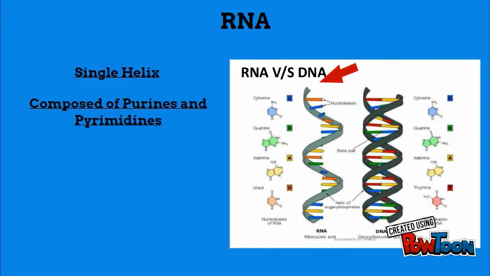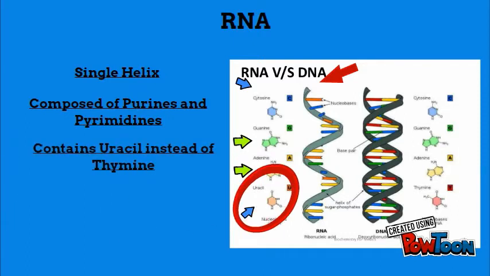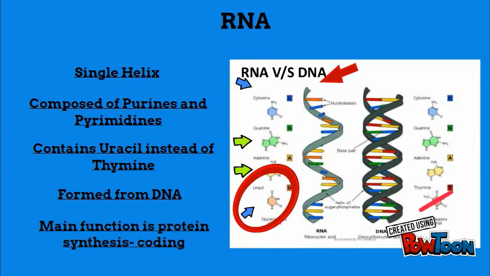RNA is composed of a single-stranded helix. Like DNA, it contains purines and pyrimidines. However, uracil replaces thymine in RNA. It is formed from DNA by the process of transcription. Its main function is that it provides a nucleus with codes to make protein.